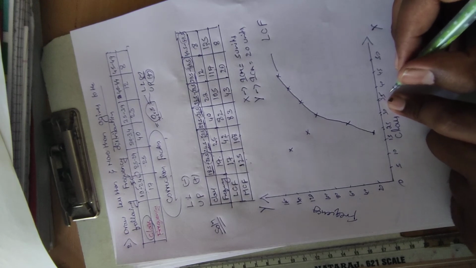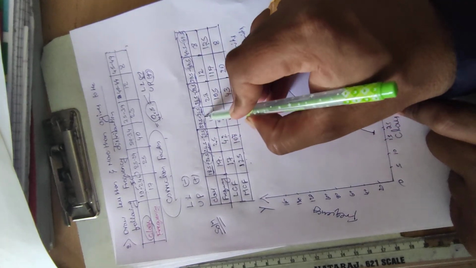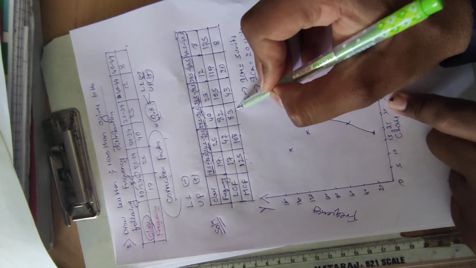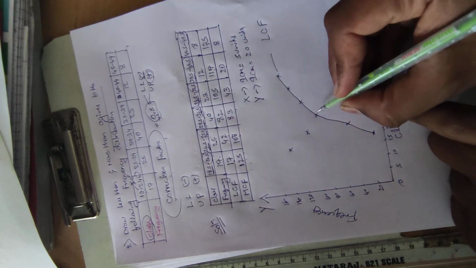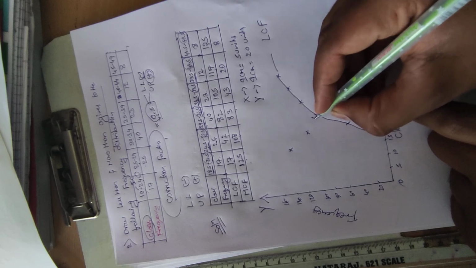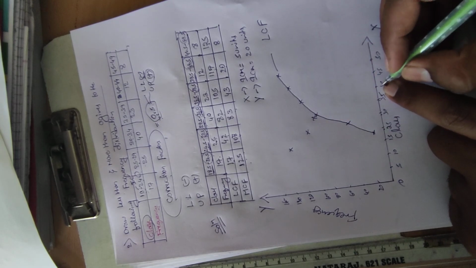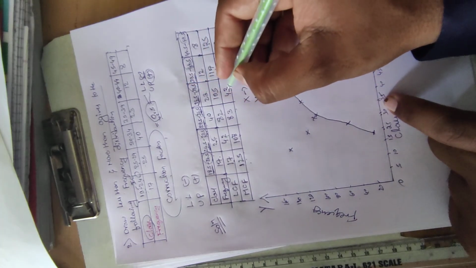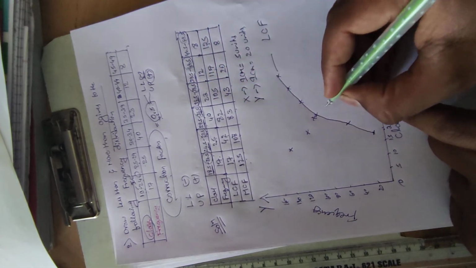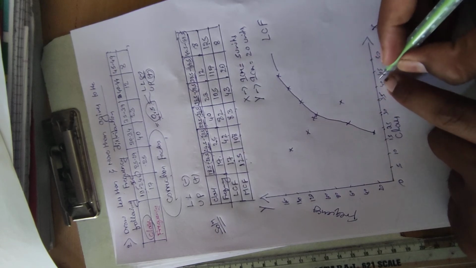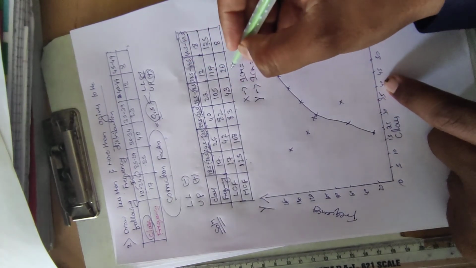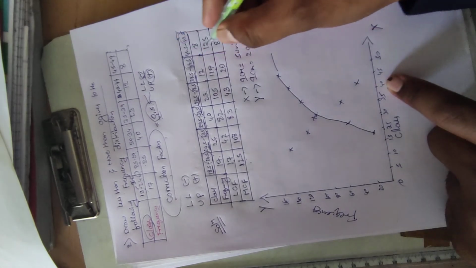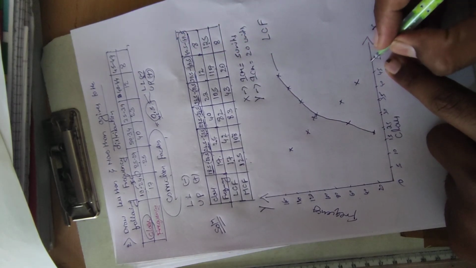Next, coming to the next one, 29.5, the MCF is 83. Coming to the next, 34.5, the MCF is 43. Next, coming to 39.5, the MCF is 20. Next, 44.5, the MCF is 8.